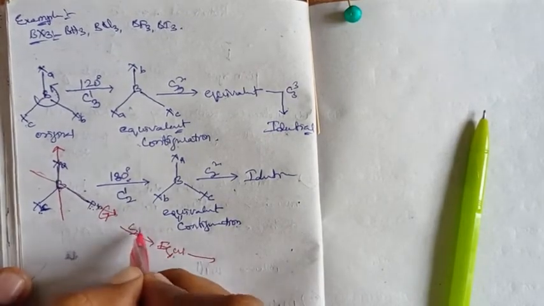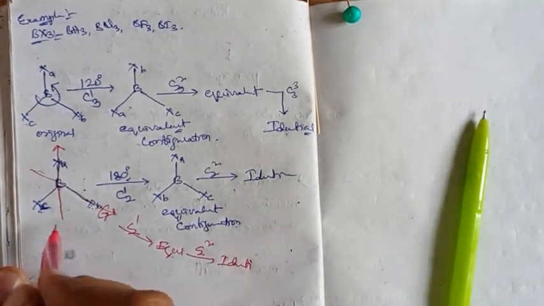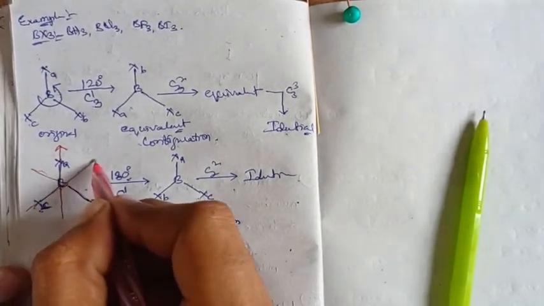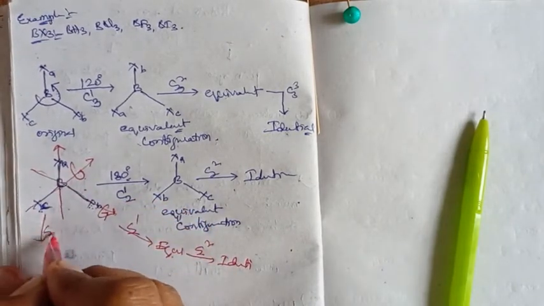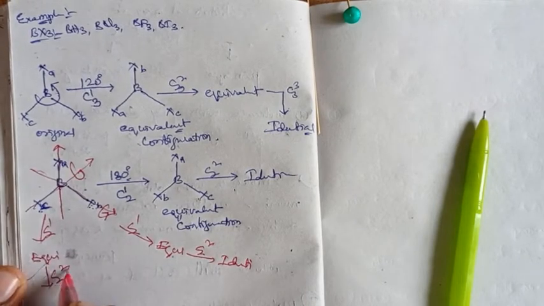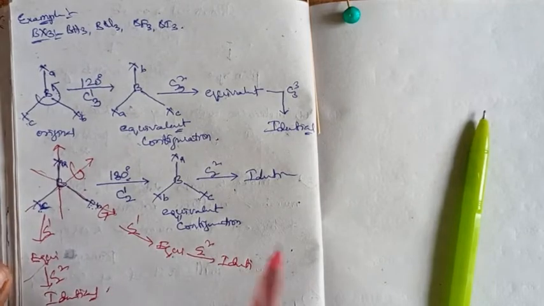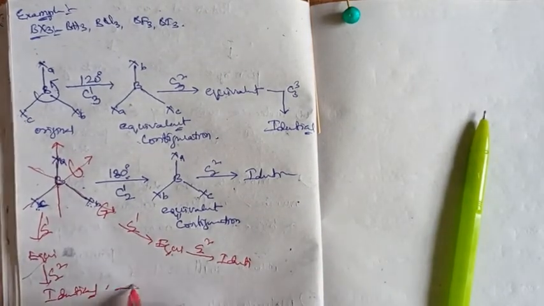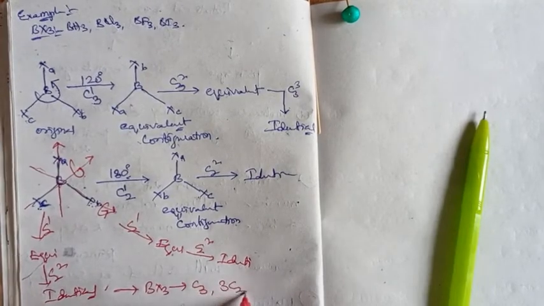The first time it gives an equivalent configuration, the second time an identical one. The same holds for the BXc bond: the first time equivalent, the second time identical configurations. Like this, the BX3 molecule will have a C3 and three C2 rotational axes, right?